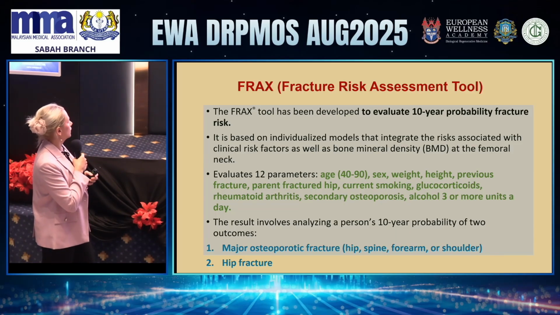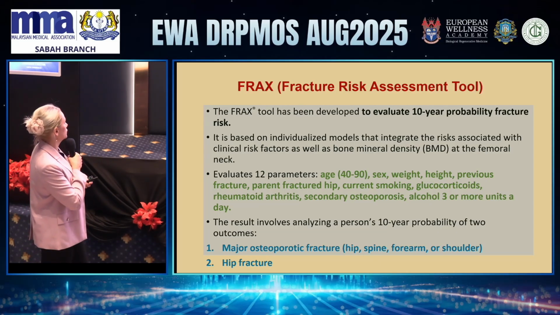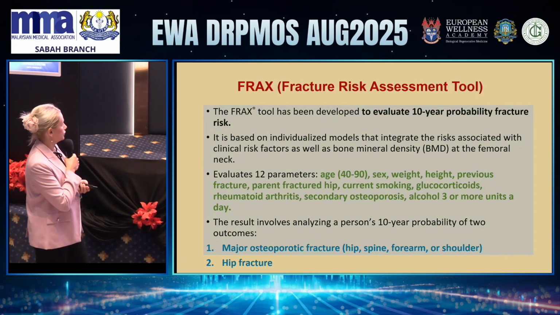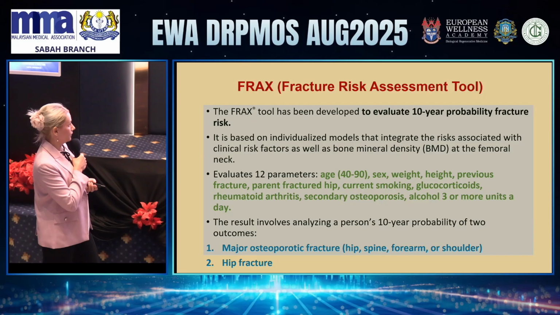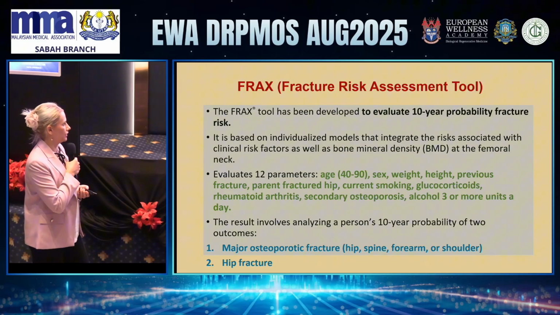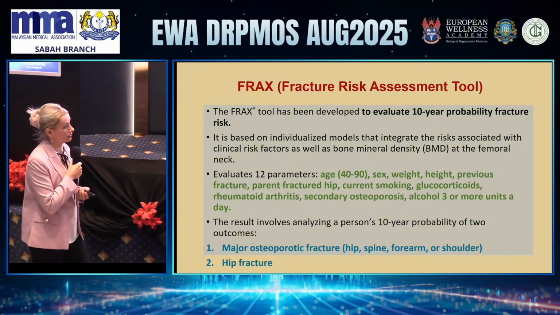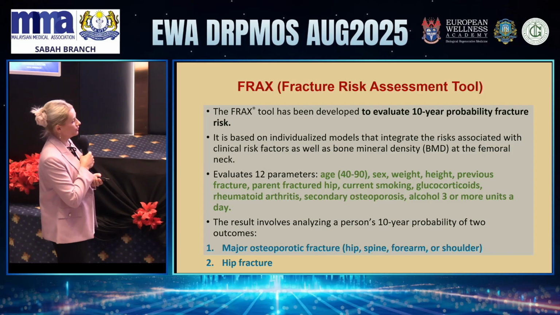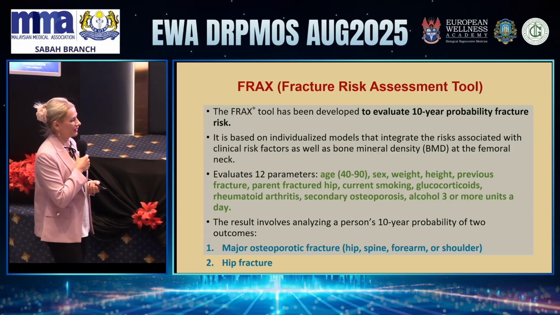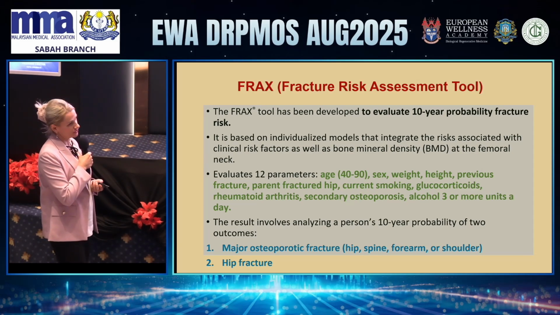Gender, weight, height, previous fracture, parental fractured hip, current smoking, glucocorticoid use, rheumatoid arthritis, secondary osteoporosis, and alcohol, 3 or more units a day. 1 unit is equivalent to 10 milliliters of pure ethanol. So 3 units is a bit more than 1 glass of wine, around 1 glass of wine, 200 ml, something like this. So if every day you consume one glass of wine, you are at risk to develop osteoporosis and fracture.